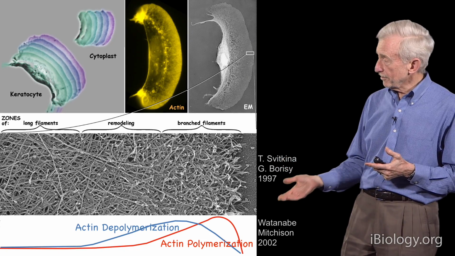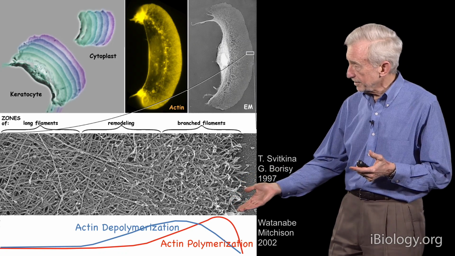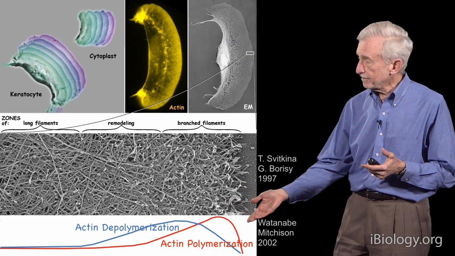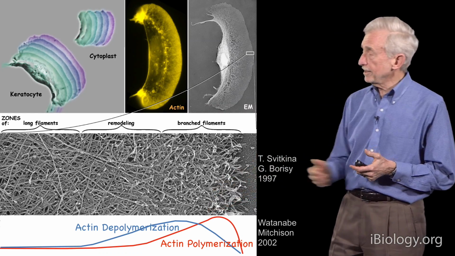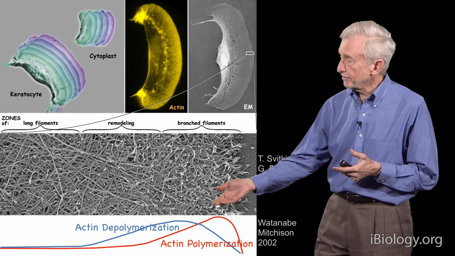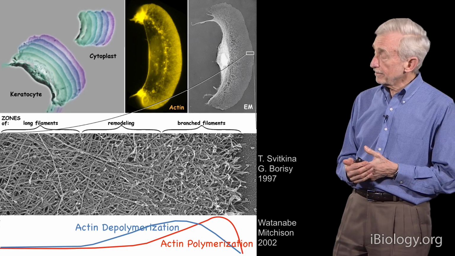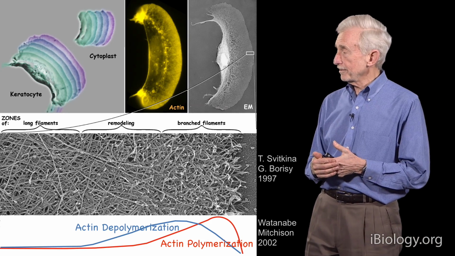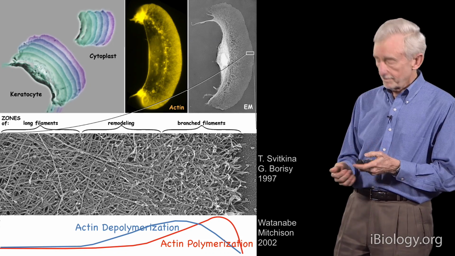Experiments by many folks, including Watanabe and Mitchison, showed that the assembly of these filaments takes place at the leading edge of the cell. The red curve at the bottom here shows the intensity of polymerization. The blue curve shows the turnover of these actin filaments. So there's very vigorous assembly of filaments near the front end of the cell, and deeper in the cell, there's some turnover.